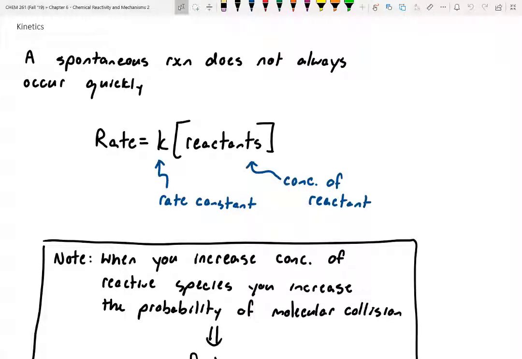All right, so yesterday we talked about reaction kinetics, and we said that just because a reaction is spontaneous, it doesn't mean that a reaction will occur quickly. We need to know about the reaction rate. And we said that the rate equation always has a rate constant multiplied by the concentration of some of our reagents in our reaction mixture.